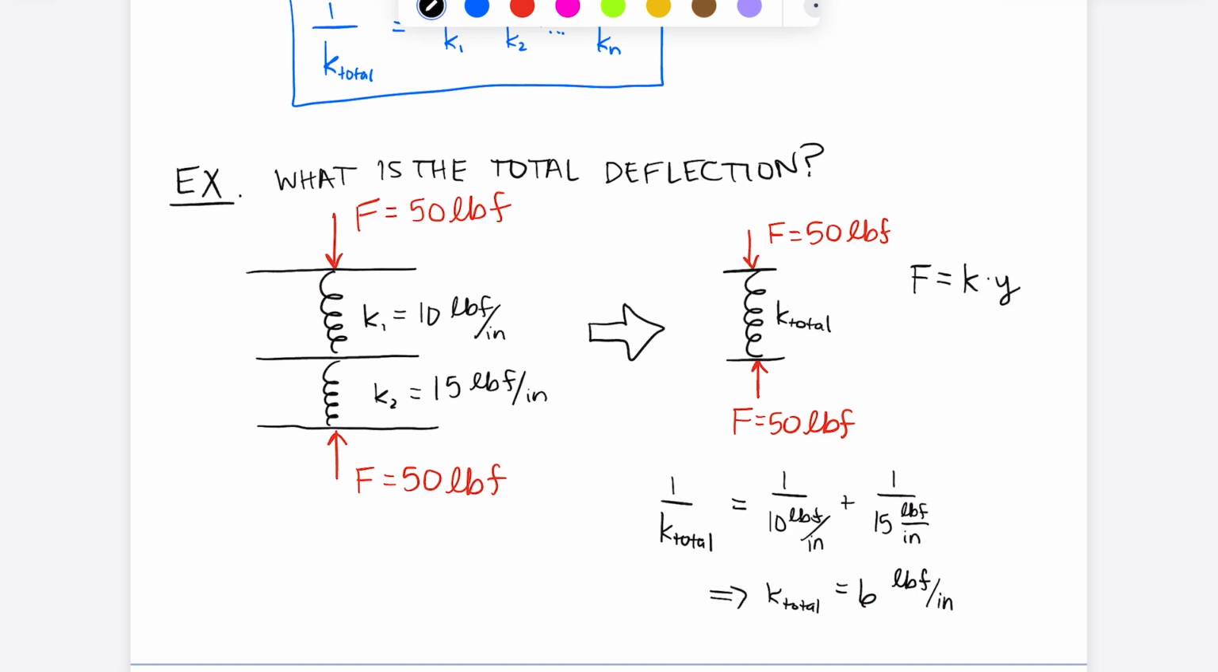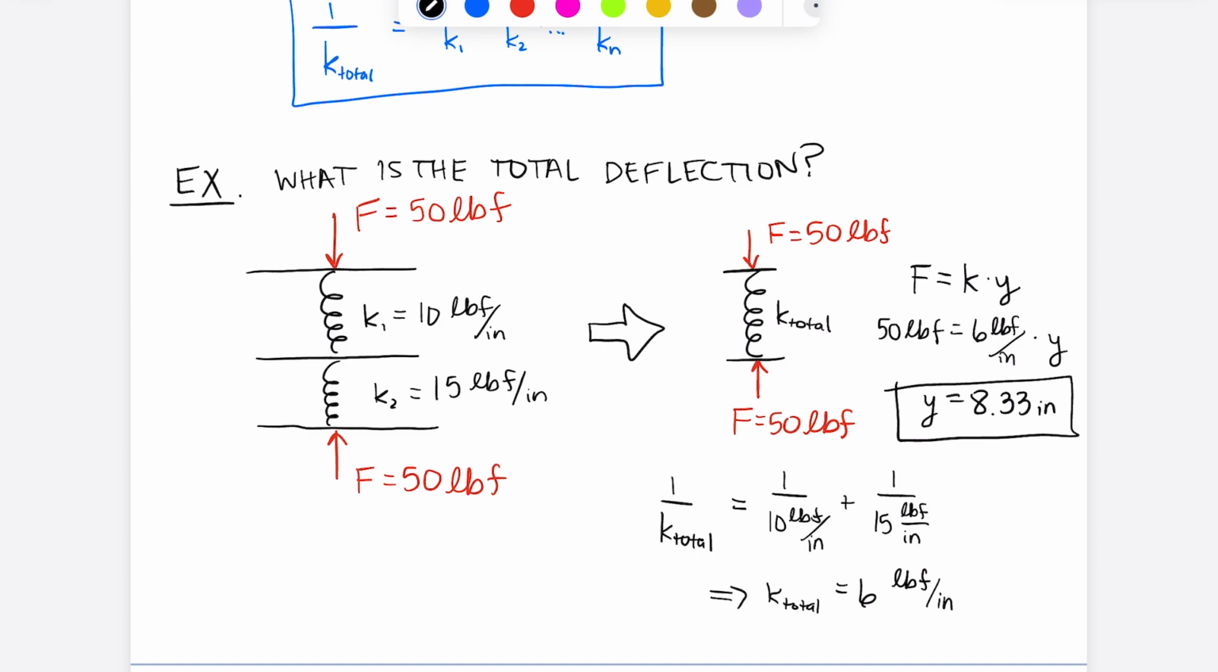So I have F, which is 50 pounds. I have K, which is 6 pounds per inch. And I can solve for the Y deflection. So 50 divided by 6 is going to give me 8.33 inches. Okay, so that is our total deflection of the springs.